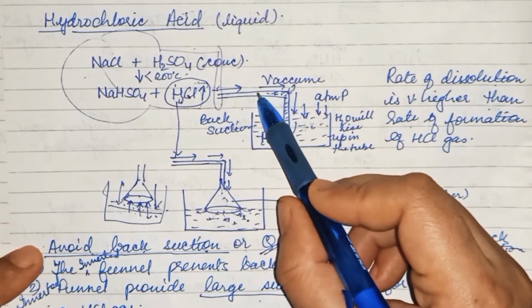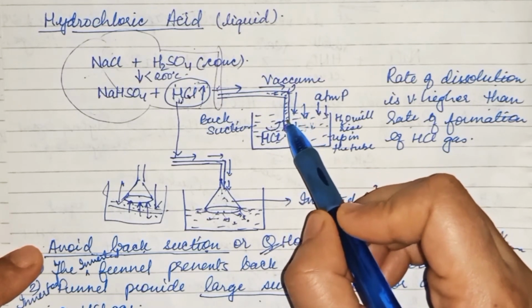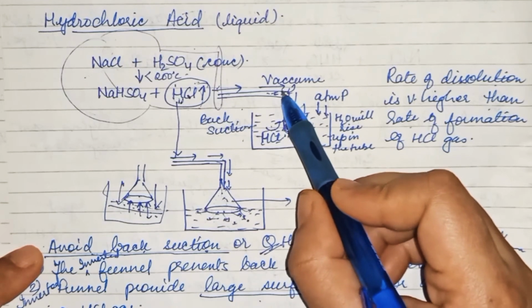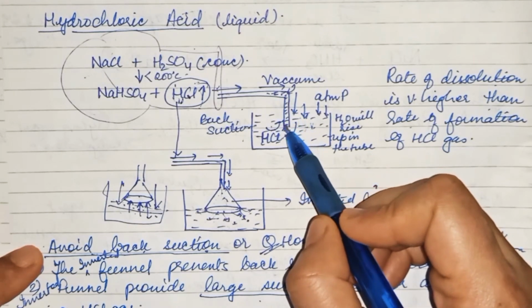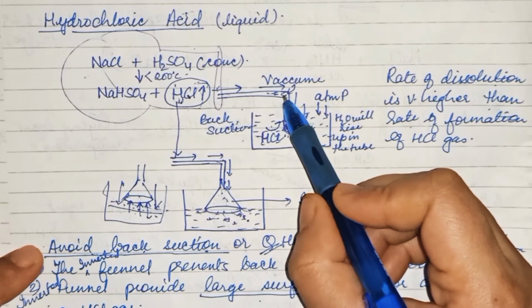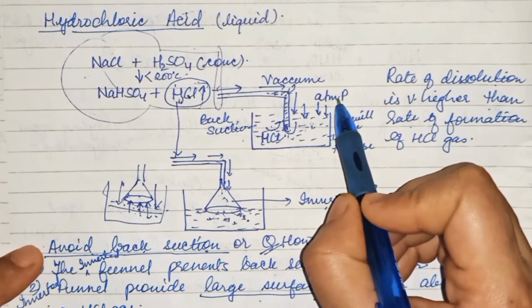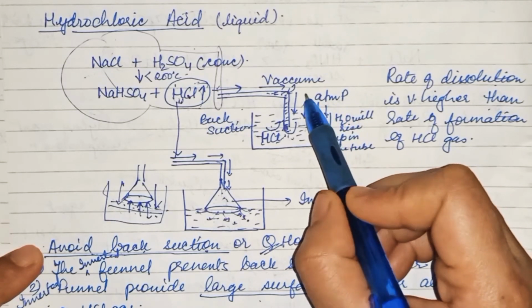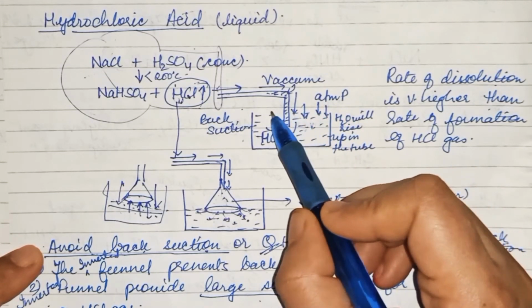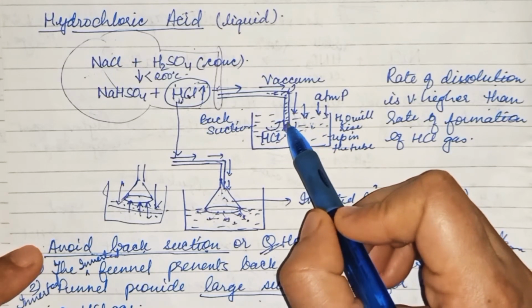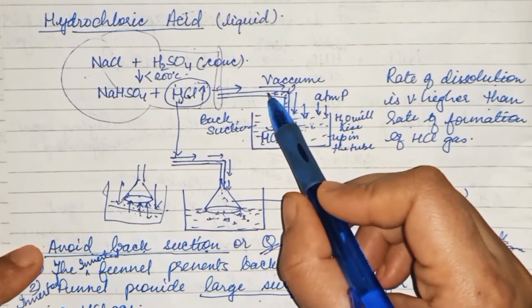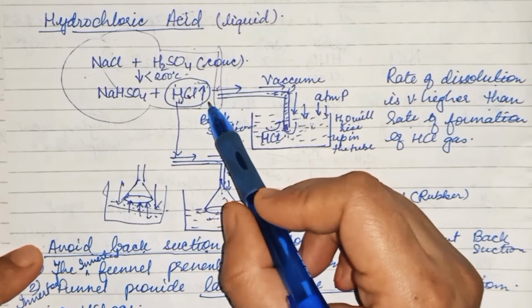Due to this, the tube will get a vacuum inside it, because all the molecules of HCl are now dissolved in this water. So a vacuum will be created here. Due to this vacuum, the atmospheric pressure is more outside the tube, so it will apply pressure on this liquid, and this liquid will flow or rise inside the tube and get inside the apparatus also.